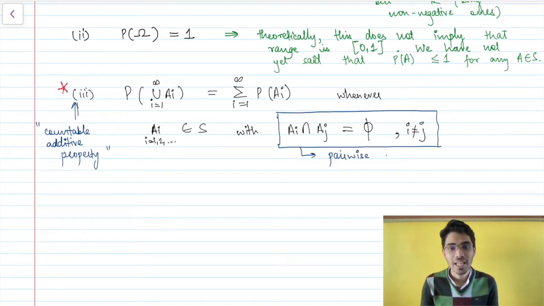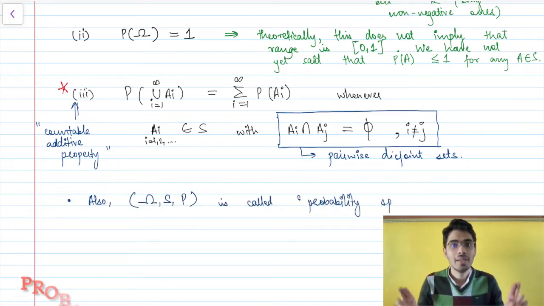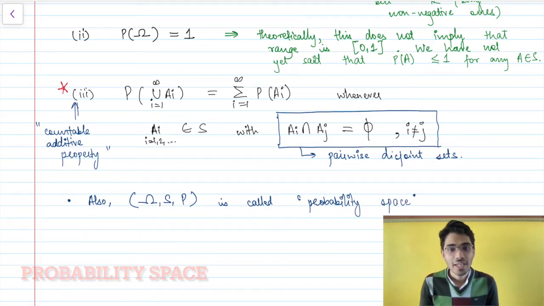Here you must notice that P is defined over S, that is, probability is always defined over events and not samples. Also, the tuple omega, S, P is termed as the probability space. If you get into the concept of fields, you would understand this in much deeper sense.